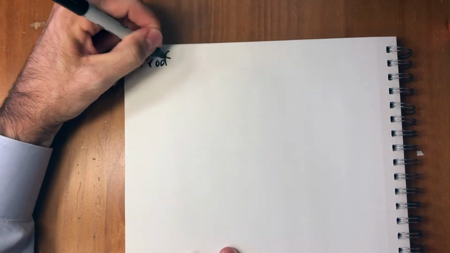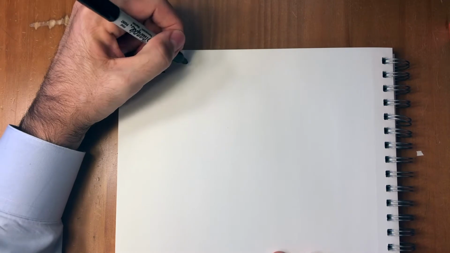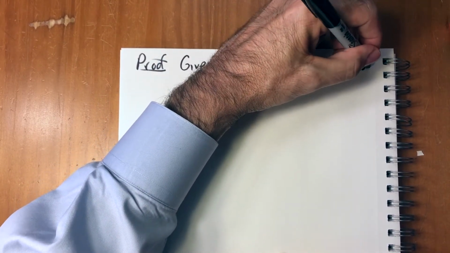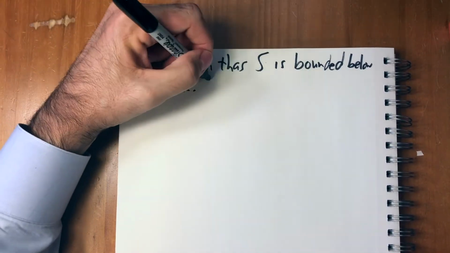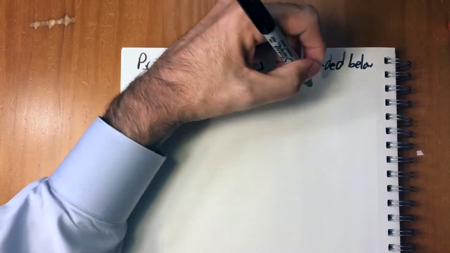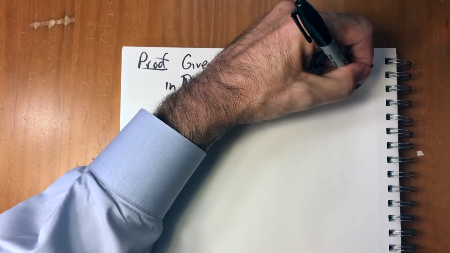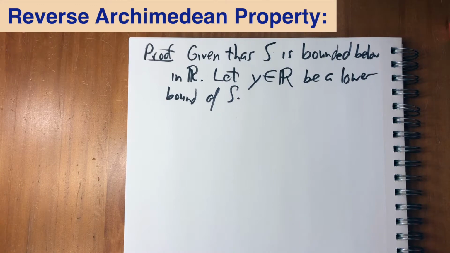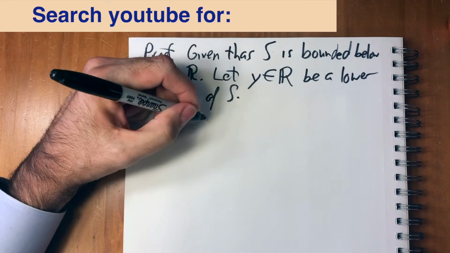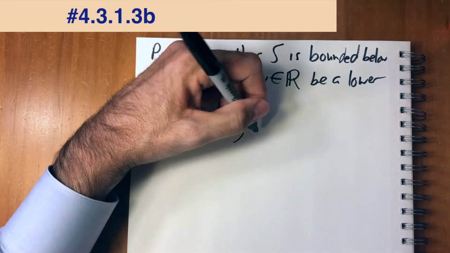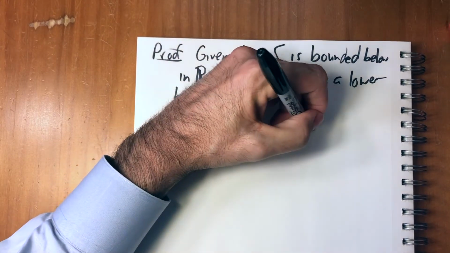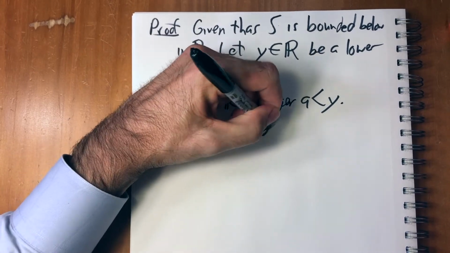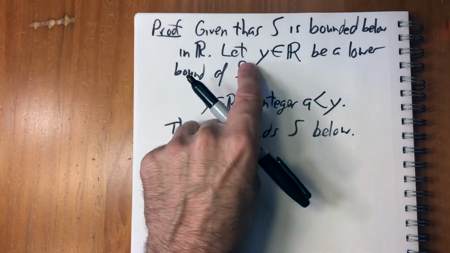Okay, proof. So we're given that S is bounded below in R. So let Y be a lower bound of S. We can use the reverse Archimedean property, which is one of those subsidiary Archimedean properties that I proved a couple videos ago, that for any Y in R, we can find an integer A that is less than Y. And therefore, if it's less than Y, then it bounds S below, because it's even less than Y, and we already know that Y bounds S below.